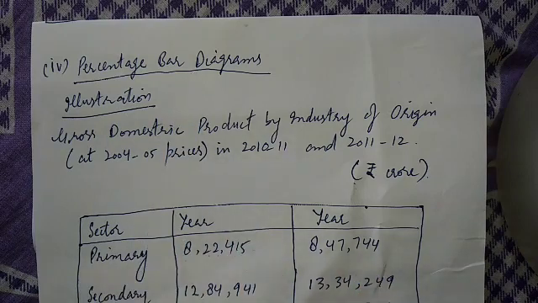Fourth one is percentage bar diagrams. See, percentage bar diagrams are those diagrams which show simultaneously different parts of the values of a set of data in terms of percentage. Total value indicated by total length of a bar is assumed to be 100. Each part thereof is shown as a part of 100. These parts may be shaded with different colors in order to highlight the difference.